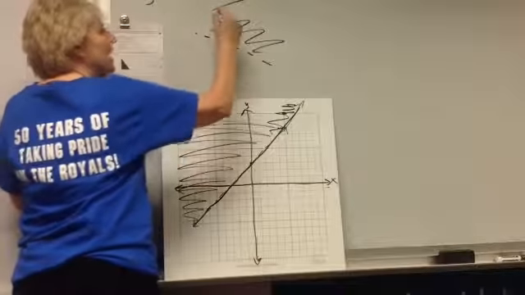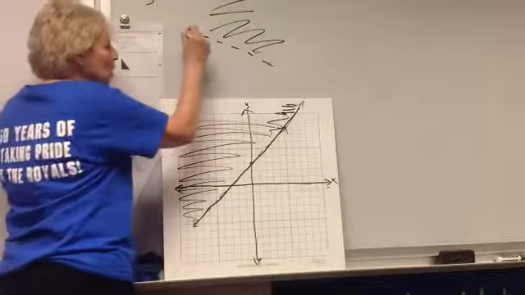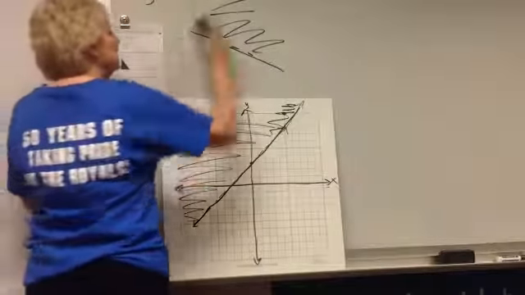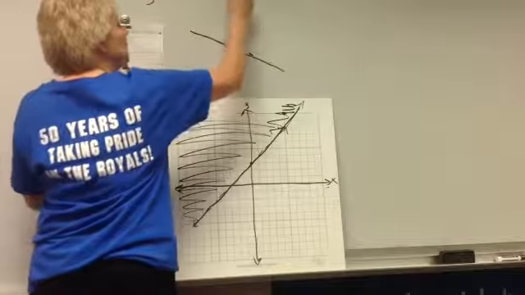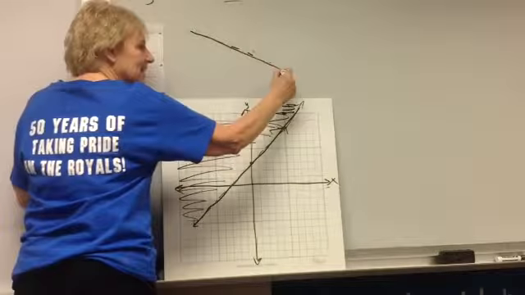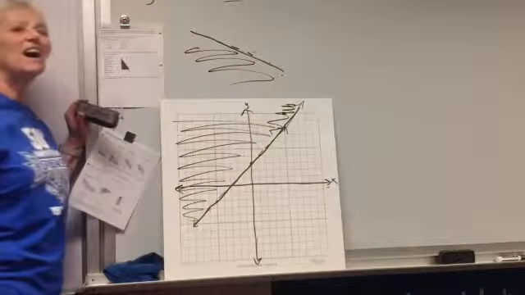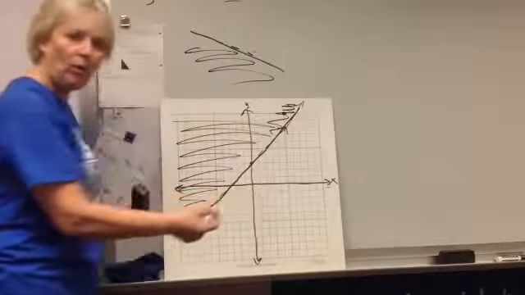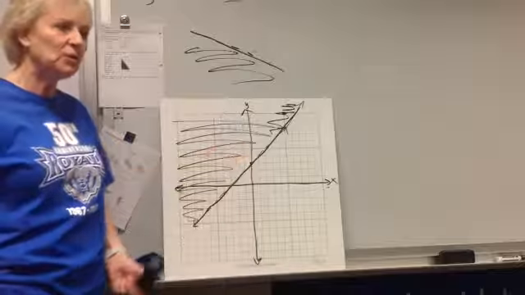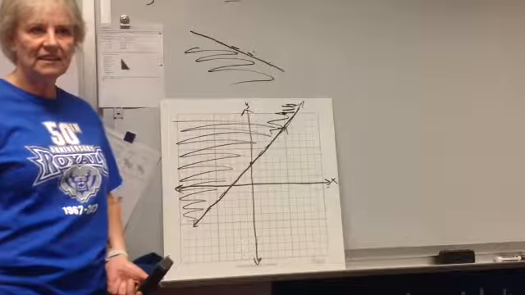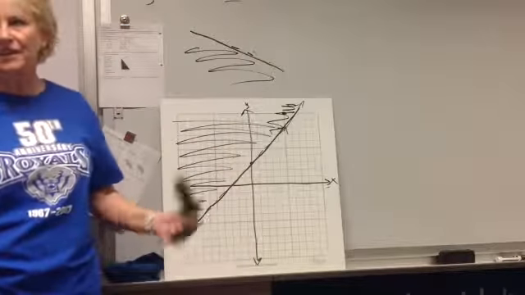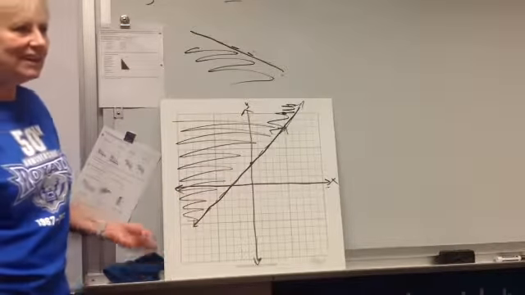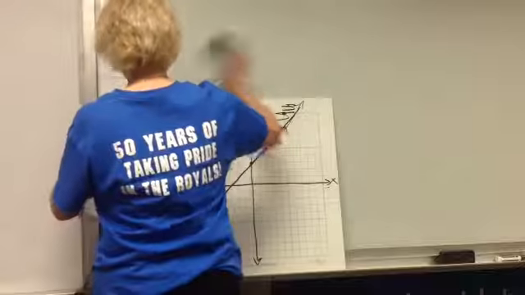If it's greater than or equal to, the only difference is you make it a solid line. If it's less than or equal to, keep the solid line and everything under it. But the easiest way is to pick a test point, see if it works, and then you know which side to shade, if you graphed it right. If you didn't graph it right, that test point's not going to do you any good. You might think you got it right, and it's not going to work. So let's do a couple, okay?